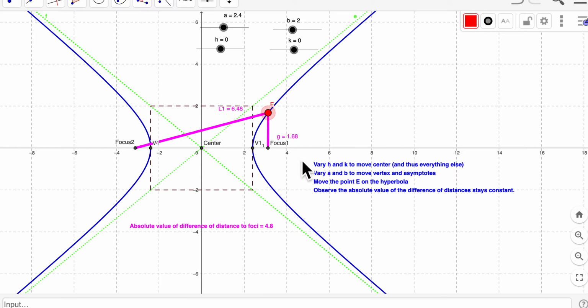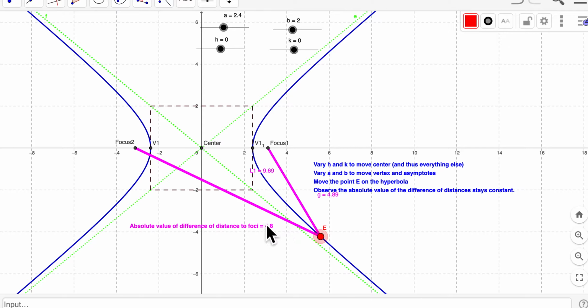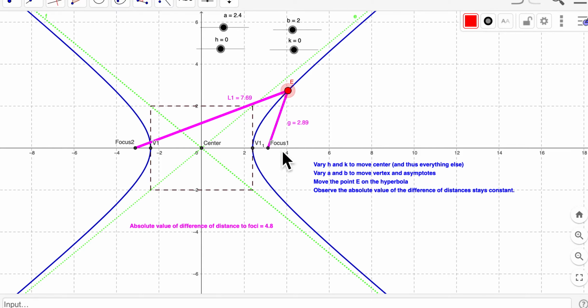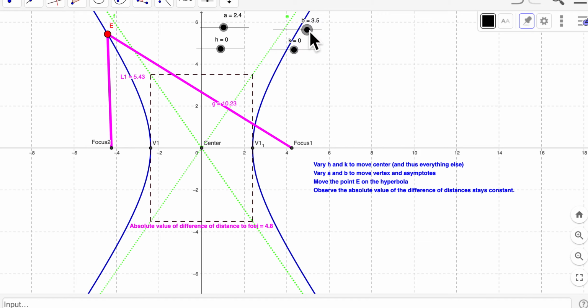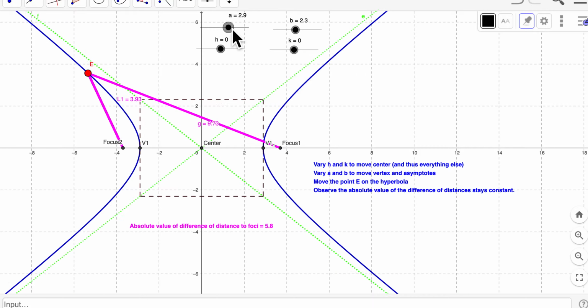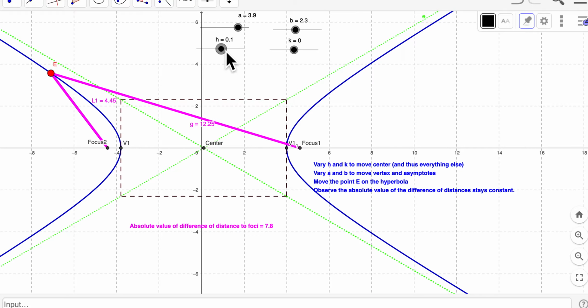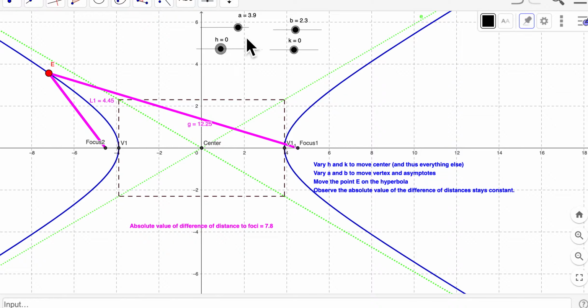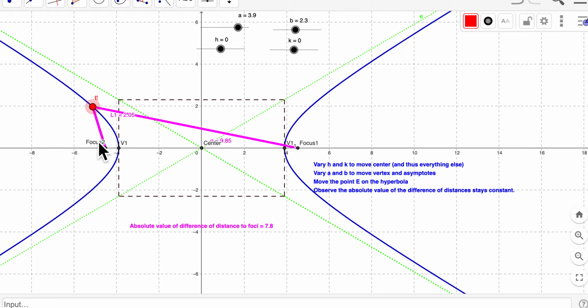So notice how as I move it, the difference is not changing. That 4.8 right here is not moving anywhere. Nothing is happening to it. And just to show you that I didn't just put 4.8 there, if I move this, it doesn't change. But if I move this, 7.8, it moves. If I move this, it's not going to move. But if I move my A value, it is going to move.